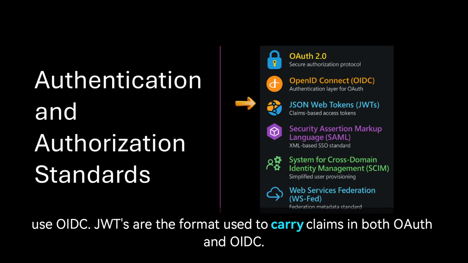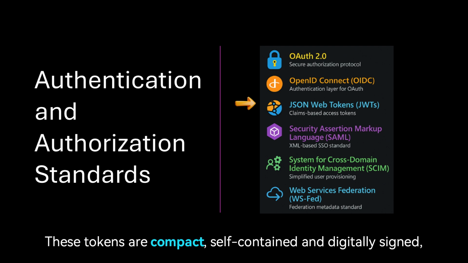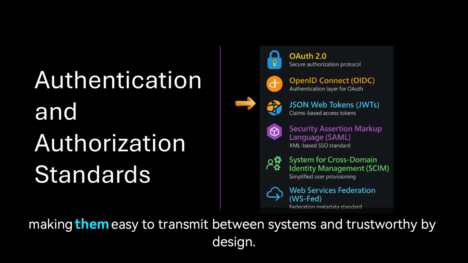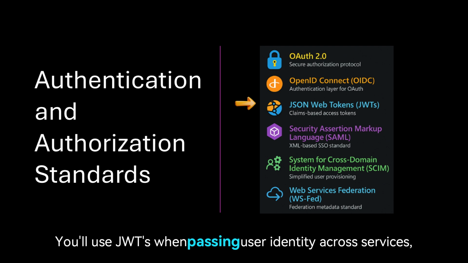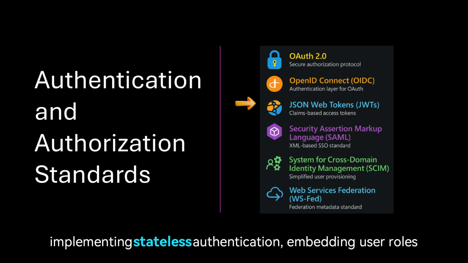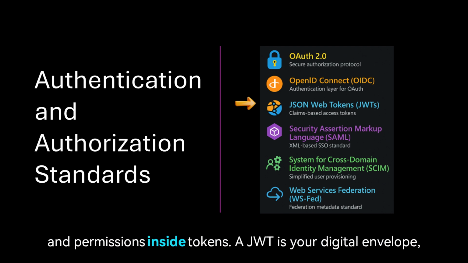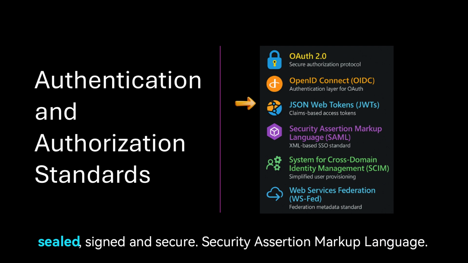JWTs are the format used to carry claims in both OAuth and OIDC. These tokens are compact, self-contained, and digitally signed, making them easy to transmit between systems and trustworthy by design. You'll use JWTs when passing user identity across services, implementing stateless authentication, and embedding user roles and permissions inside tokens. A JWT is your digital envelope: sealed, signed, and secure.